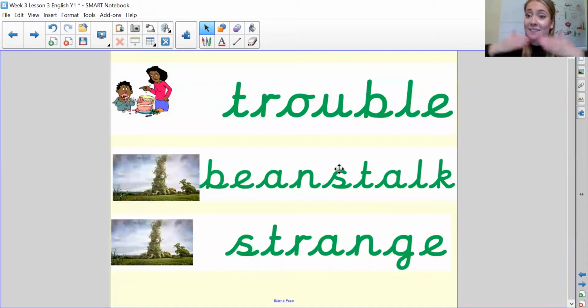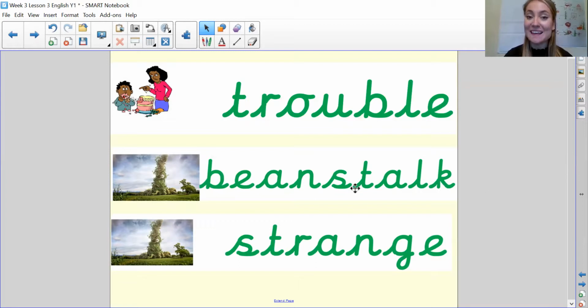So we're going to do my turn, then your turn. So the first word, let's see if you can remember this one first. Can you remember? That's right, trouble. Trouble. Yes, and who did Jack get into trouble with in the story? That's right, he got into trouble with his mum, didn't he? For bringing home those 5 wrinkly beans.